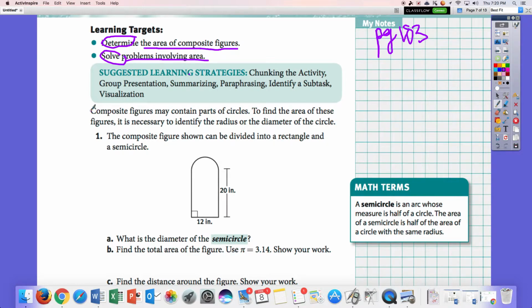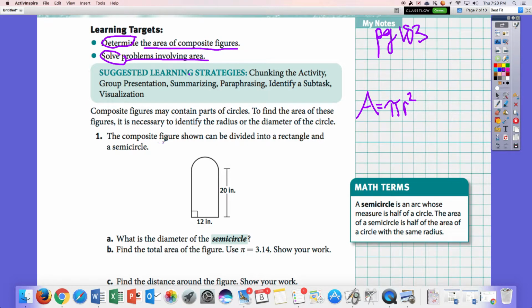So composite figures may contain parts of circles. To find the area of these figures, it is necessary to identify the radius or the diameter of the circle. So as a reminder, guys, the area of a circle formula is area equals pi times r squared. Okay, just the r gets squared here.